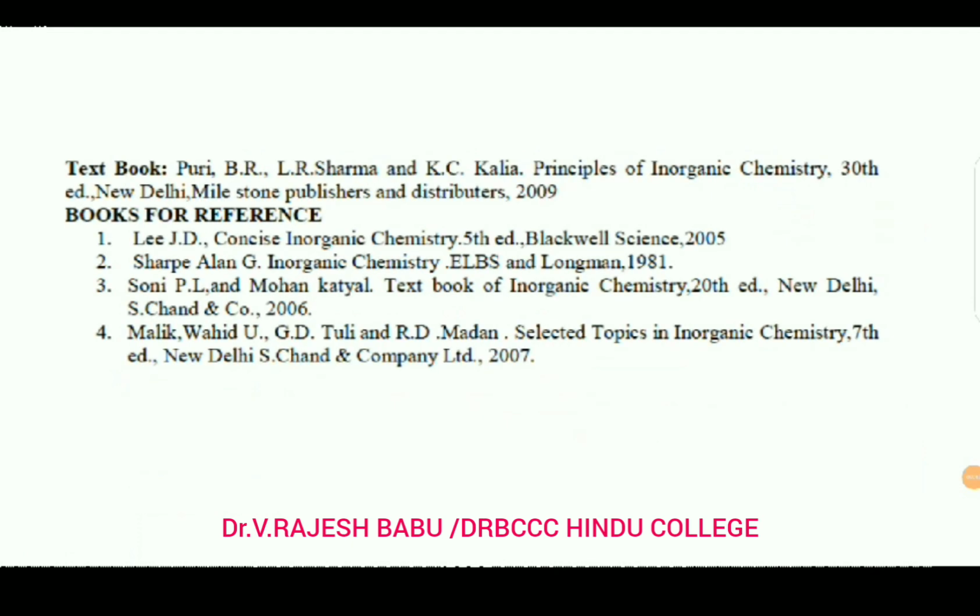And we have to follow some reference books, the familiar ones being J.D. Lee, P.L. Soni, and Madan Malik Tuli. One more textbook, by Puri and Sharma, is also a familiar one for reference.